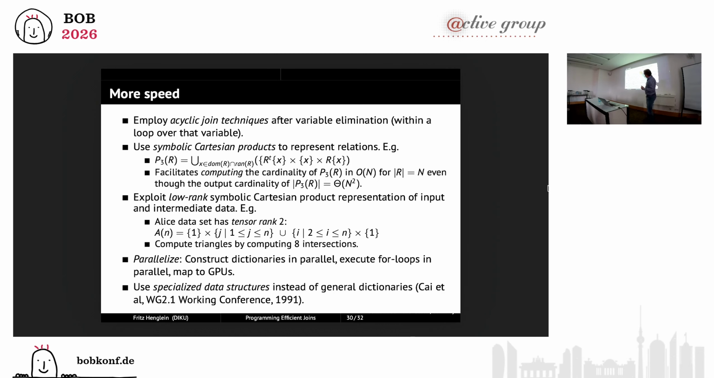So for so-called acyclic join techniques, there's a notion of reduction, full reduction. You can basically say at every one of those steps, remember that we have a query really again. You can look at it, that query before was cyclic, now it's acyclic. So we can use some of these optimization techniques. So we can use symbolic Cartesian products to represent relations.